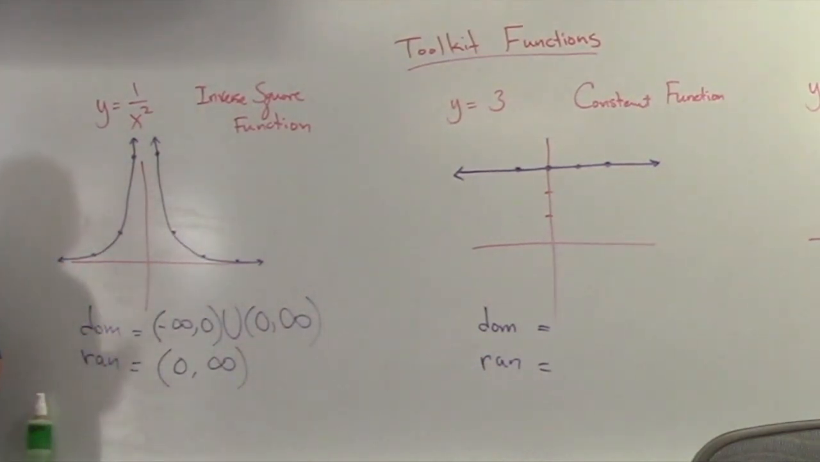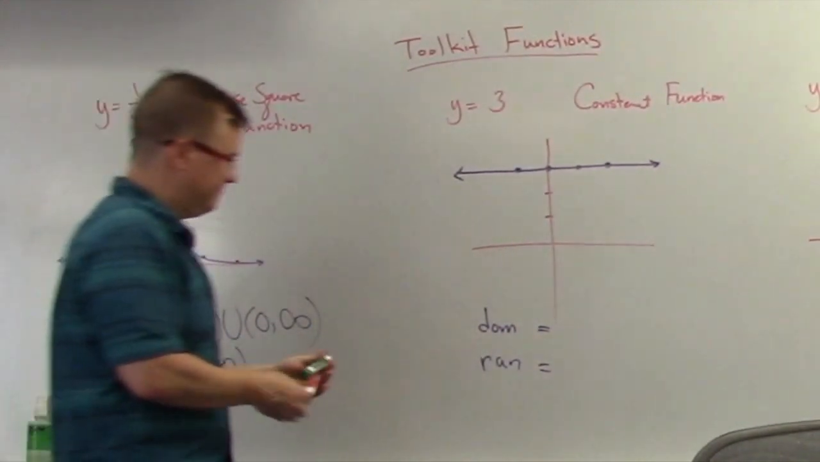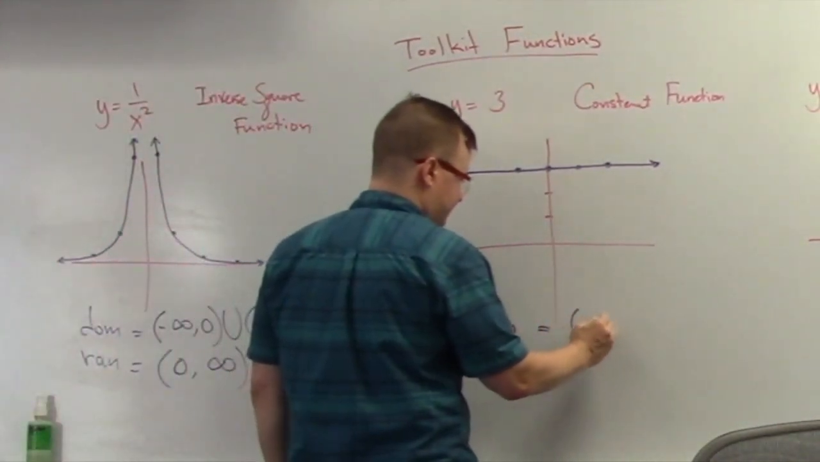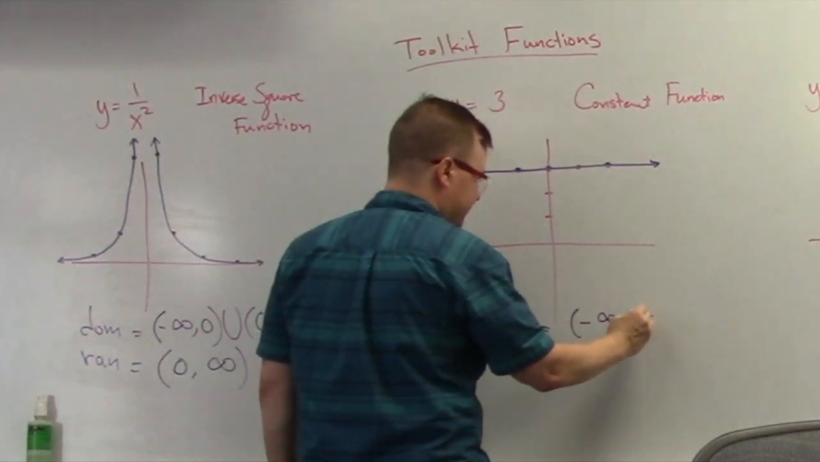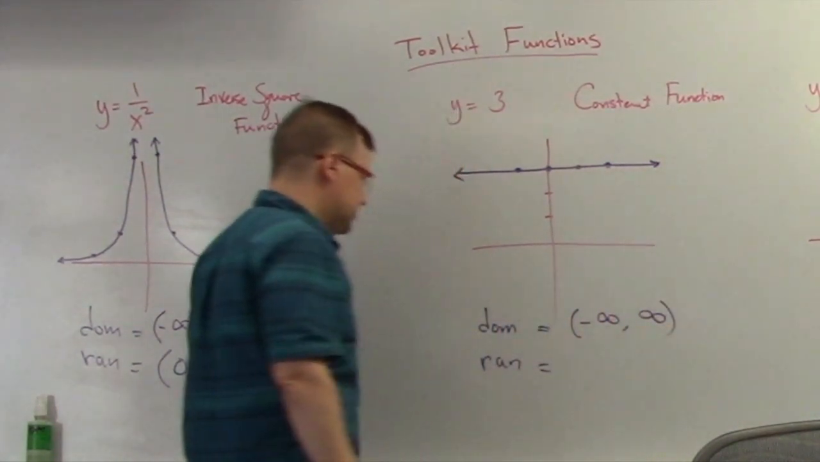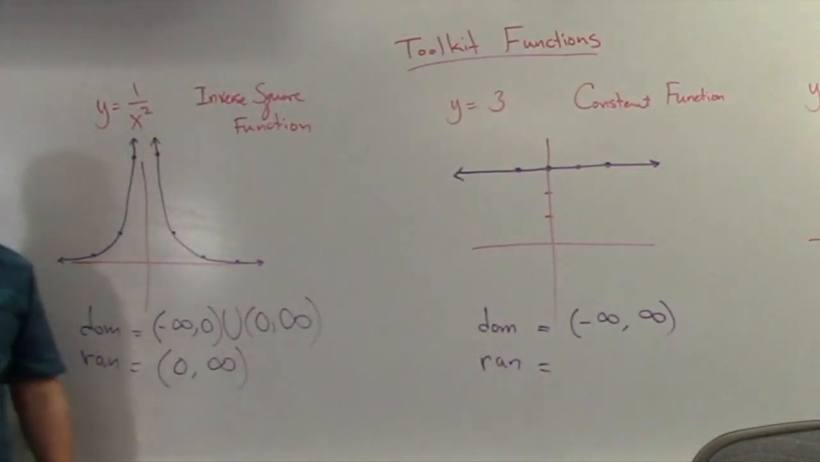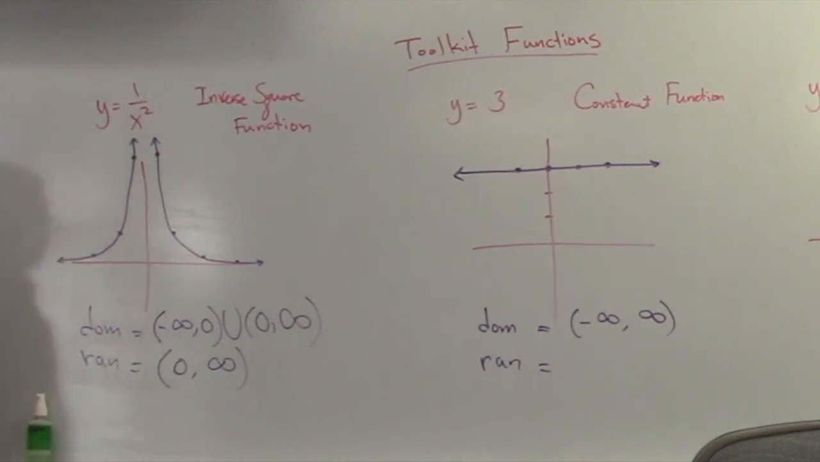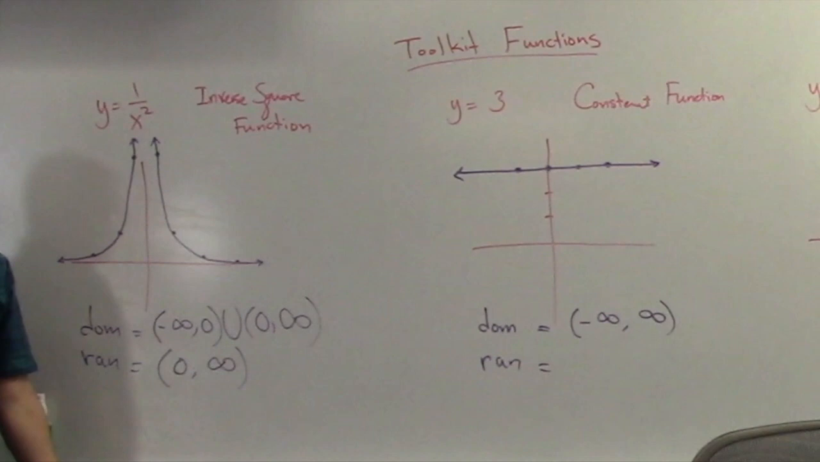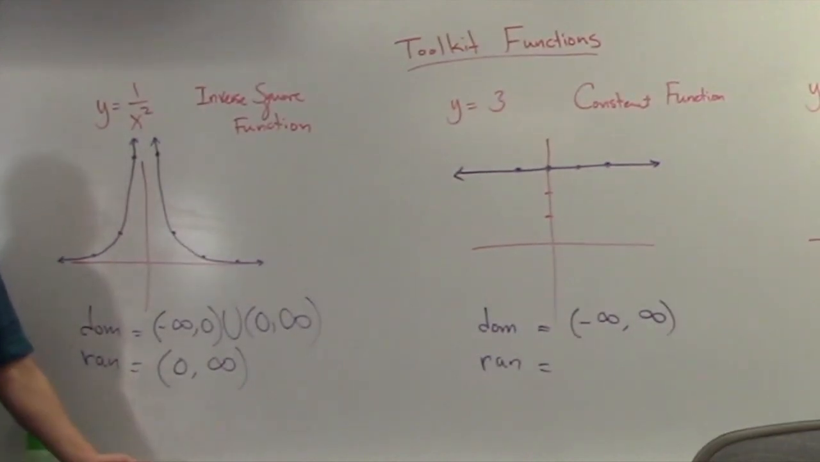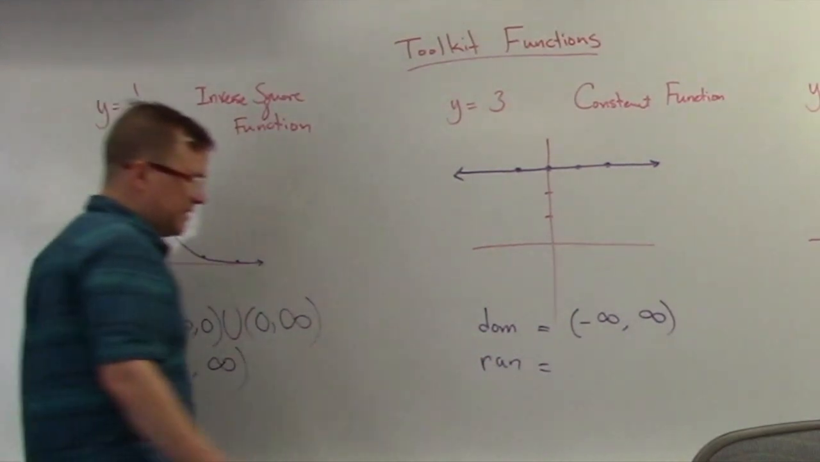Domain and range? Domain, all real numbers, and range would just be 3 in a bracket. Yeah, we don't usually use interval notation for a singleton. This is called a singleton set. Hopefully this is clear by now, but there's literally only one number in the range, and that number is 3. So I would just write it like this.